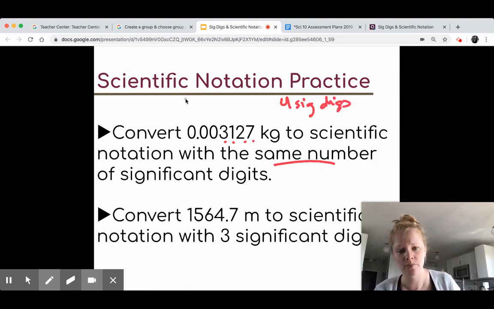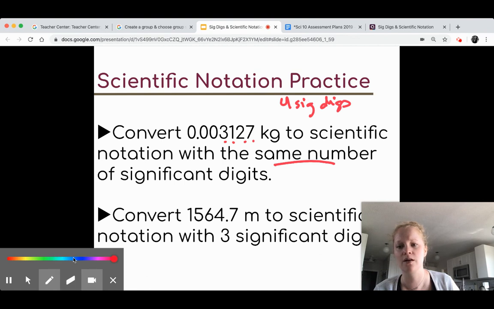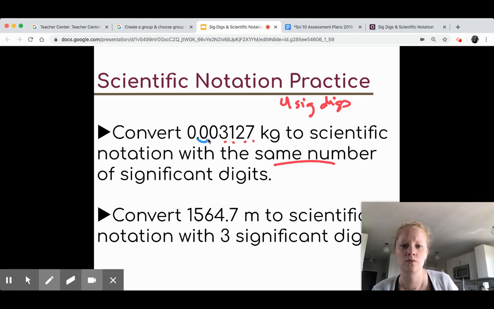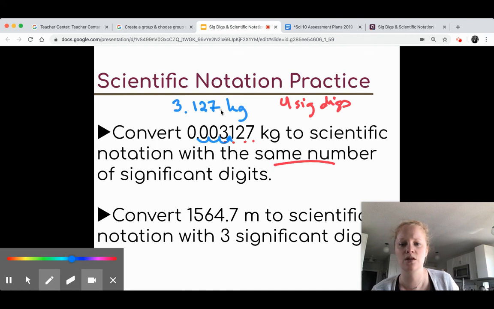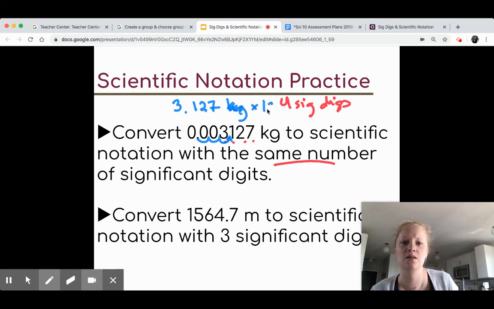Scientific notation tells me I need to move my decimal place. So 1, 2, 3, stopping when I get to a number between 1 and 10. So I'm going to then have 3.127, and that has 1, 2, 3, 4 sig digs. Oh, sorry, guys, I should insert that right before the kilograms. Times 10 to the power of how many times did I move the decimal? 1, 2, 3 kilograms. There's my units. All right. Next question.